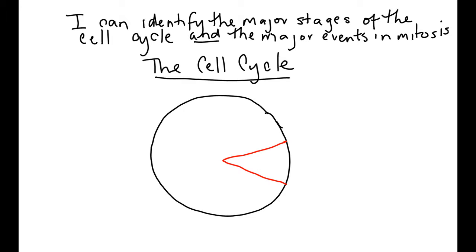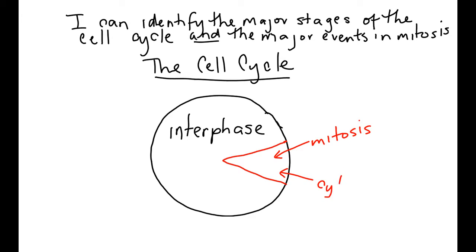Most of the cell cycle is spent in interphase. The other two events in the cell cycle are mitosis and cytokinesis.